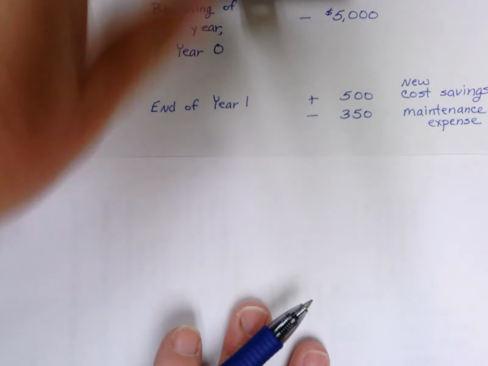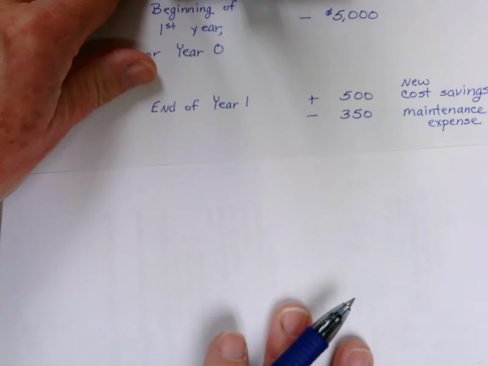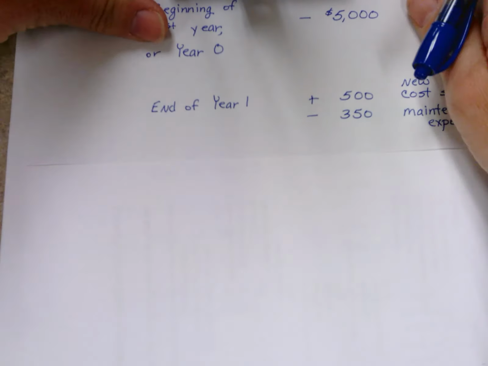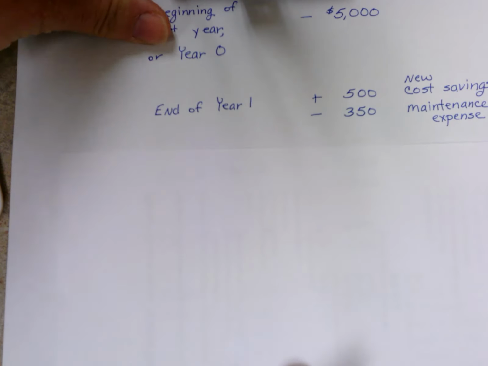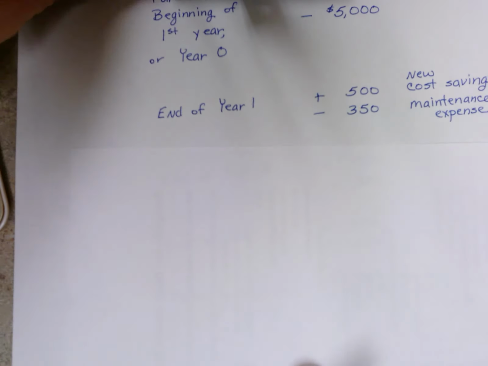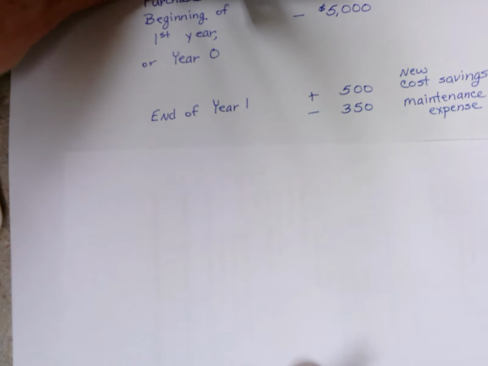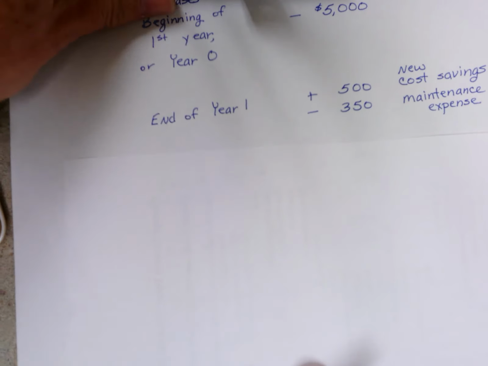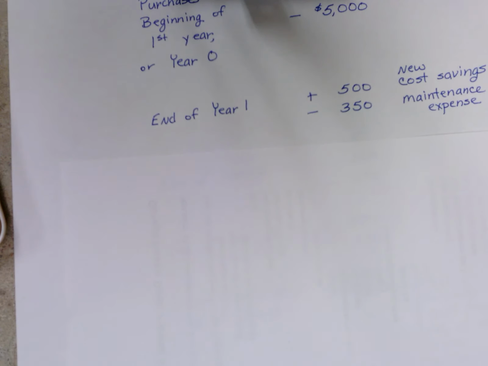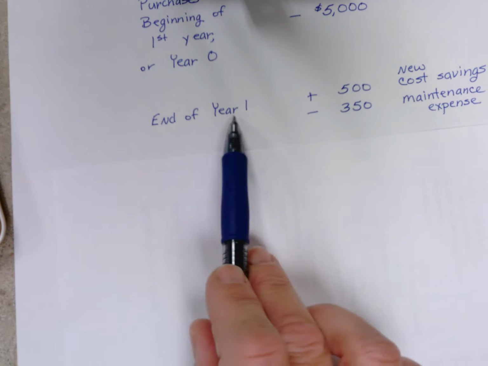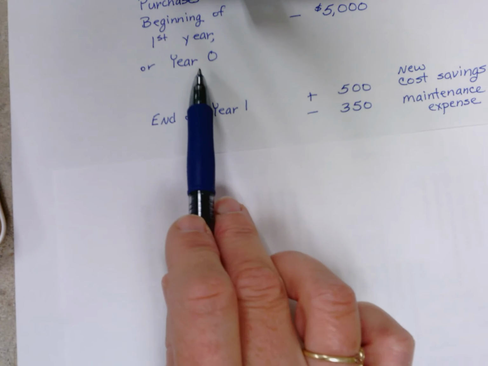Okay, next what happens is at the end of year 1. Now cash flows that happen throughout the time period of the project, we assume that they happen at the end of the year. Now in reality, these expenses probably happen throughout the year, but again, to be consistent, we say that cash flows that happen regularly throughout the life of a project, we assume they happen at the end of the year unless the problem states otherwise.